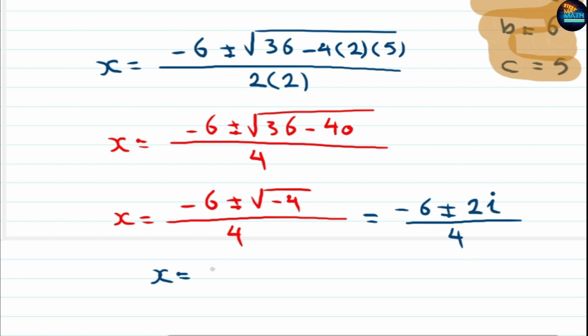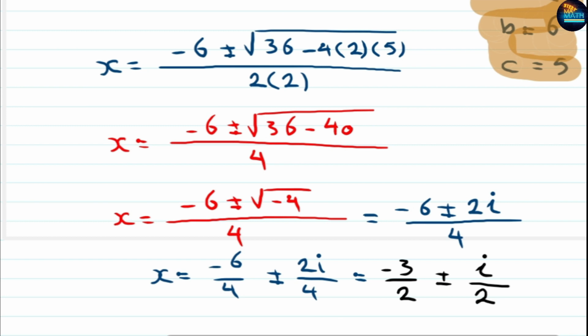And the last step here, you can simplify the numerator and the denominator because they are divisible by 2. Negative 6 divided by 2 is negative 3, and 4 divided by 2 is 2, plus or minus. And here the same way, they are both divisible by 2. 2i divided by 2 is i, and 4 divided by 2 is 2. So the answer is x is equal to negative 3 over 2 plus or minus i over 2.